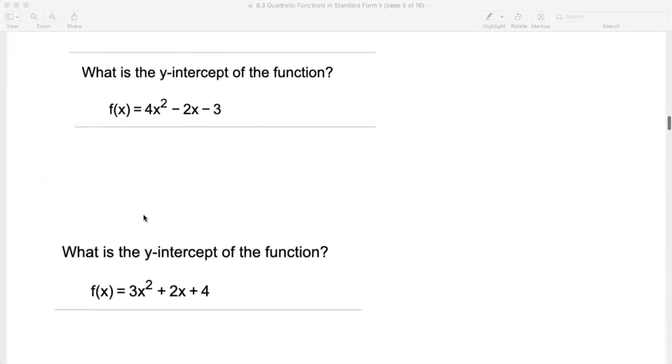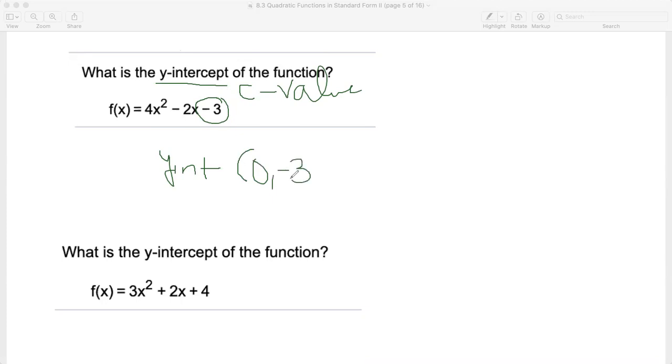All right. What is the y-intercept of the function? So y-intercept, guys, your y-intercept is always the c value, always. So please make it simple on yourself. Now it has to be in standard form, which both of these are. So my c value here is -3. So my y-intercept, okay, remember it's always going to be a coordinate pair. Your y-intercept is always when x is 0. So it's going to be 0, comma, -3.